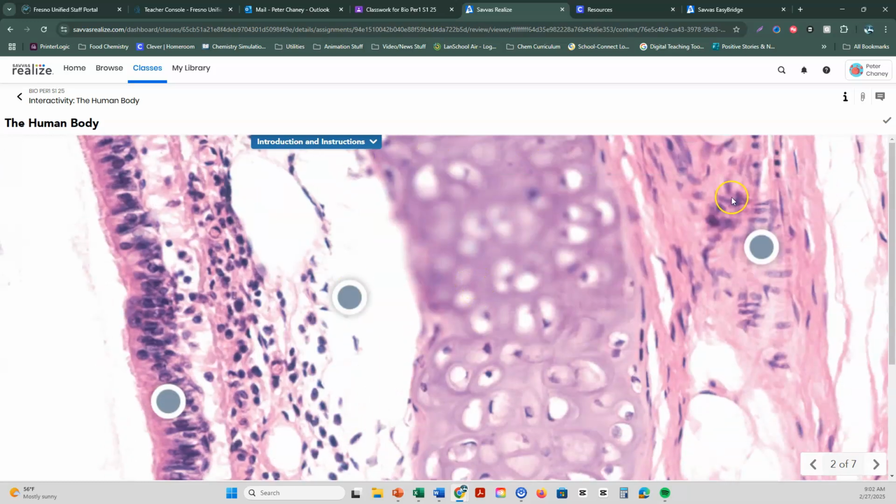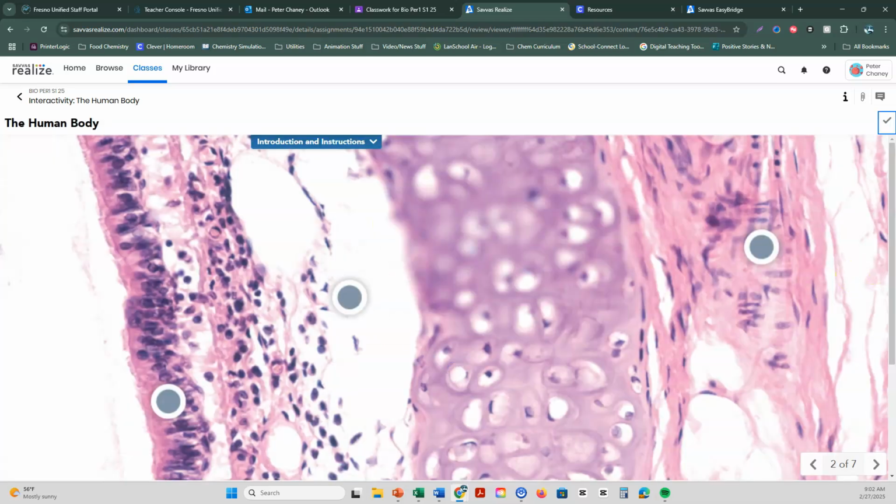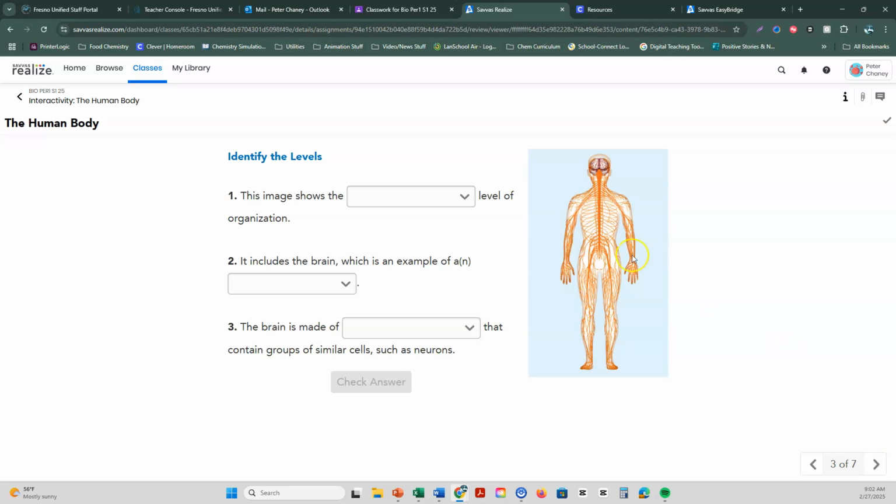And so that was just an informational slide. Make sure you click on each informational dot, otherwise you will not get credit. And you can tell when you go to this check mark up here if you have done what you needed to do. Okay, so now we're going to move on to screen 3.